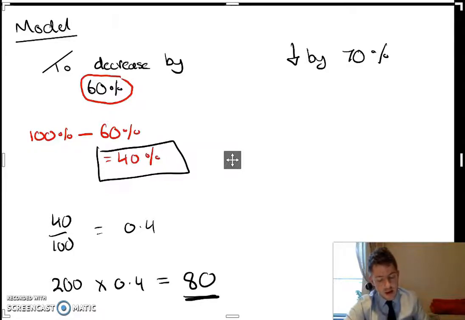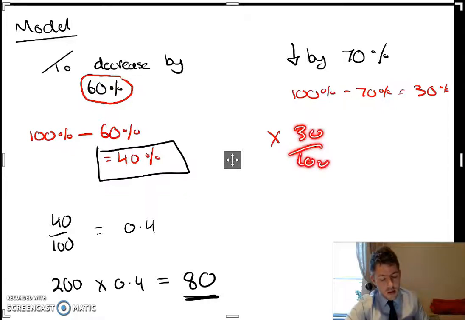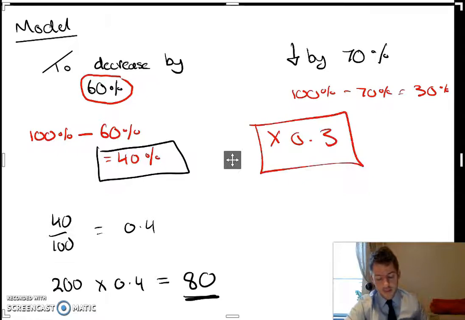Okay, let's look at the question over here. Decrease by 70%, well, 100% take away 70% equals 30%, and there we are. Our multiplier is going to be 30 over 100, and that's going to equal 0.3. Okay, there we are.